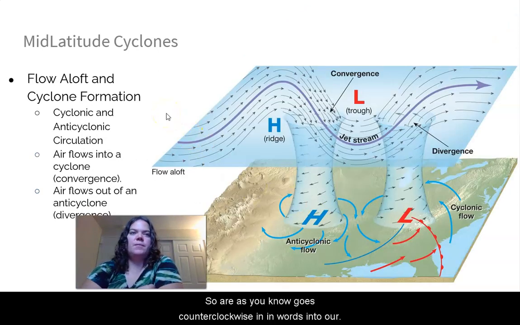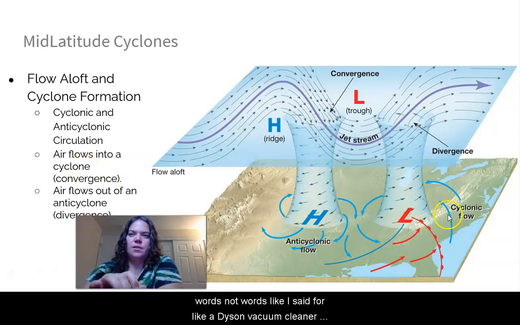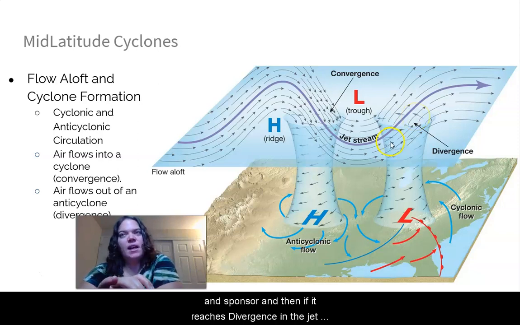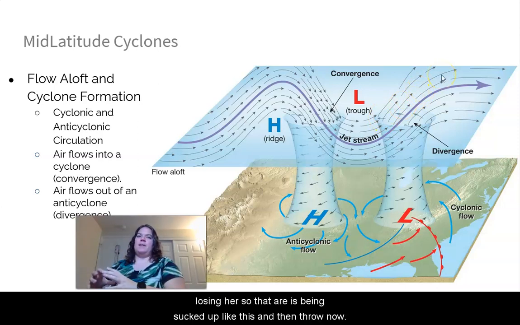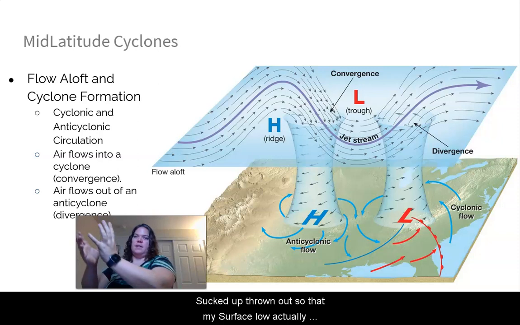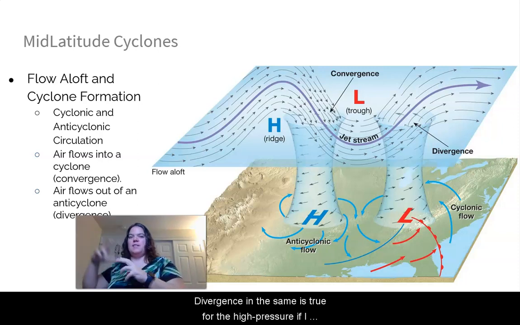Air, as you know, goes counterclockwise and inwards into our cyclone, which is convergence. It spirals inwards and upwards, like I said before, like a Dyson vacuum cleaner. Not a sponsor. Then if it reaches divergence aloft in the jet stream, in this position specifically, this divergence is pulling air out at the top, which means the bottom is losing air, so the air is being sucked up and then thrown out. Sucked up, thrown out. So then my surface low actually increases in strength and intensity because of that divergence.